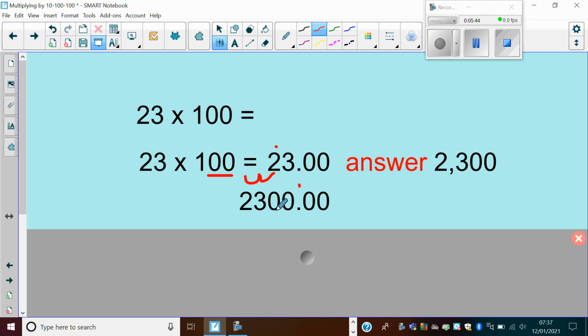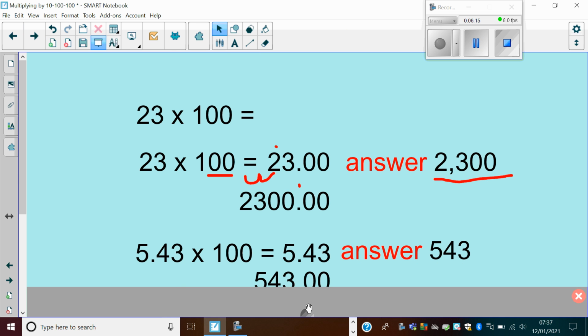I need to put 2 placeholder zeros in. 2, 3, 0, 0. I put the decimal point in, and I've just put zeros in again here to make it clear there's no extra decimals. So 2300 is of course the same as 2300.00. I've put the decimal point in, I've moved 2 places to the left because there's 2 zeros.